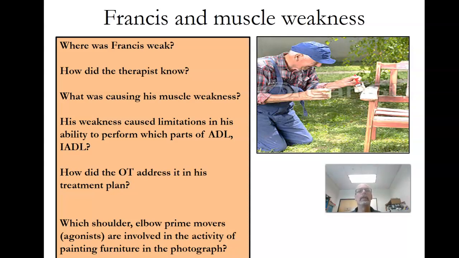How did this weakness cause limitations in his ability to perform certain parts of ADL? ADL are activities of daily living. IADL are instrumental activities of daily living, more complex activities of daily living. Activities of daily living are what they sound like: brushing your teeth, getting dressed, making the bed, making breakfast. All these activities you have to do to function in your daily life. OT spent a lot of time on these particular categories. So how was it impacting his ADLs and IADLs?